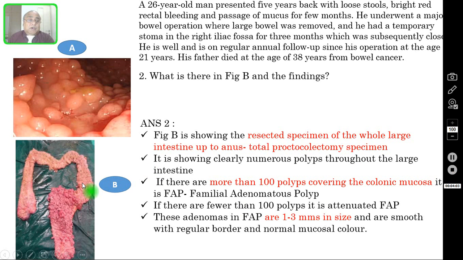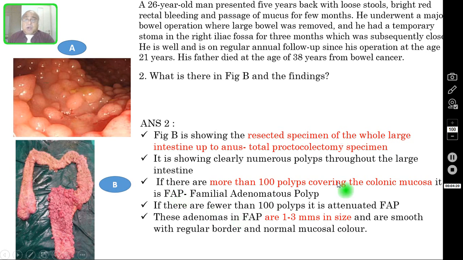You can see the whole large bowel. They have cut open the whole colon, rectum and anal canal. You can see plenty of small polyps there. So it is showing clearly numerous polyps throughout the large intestine.